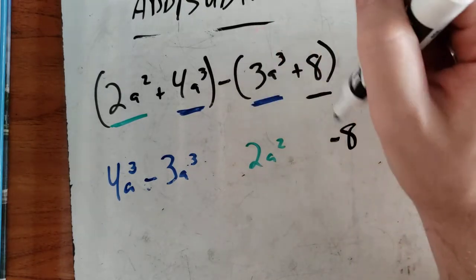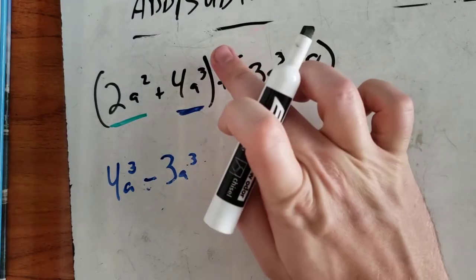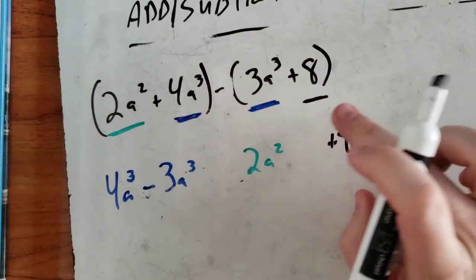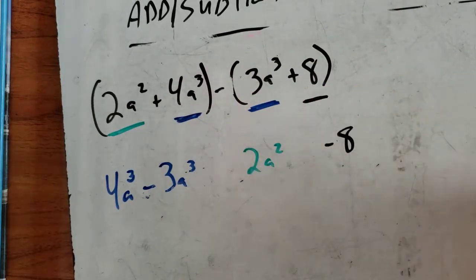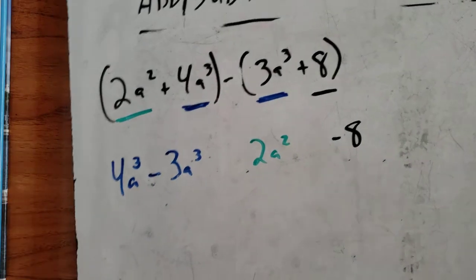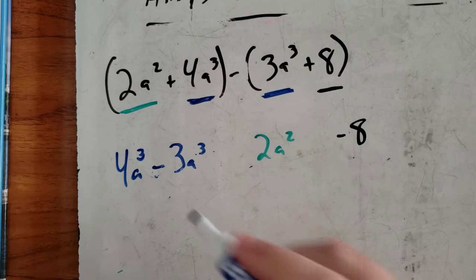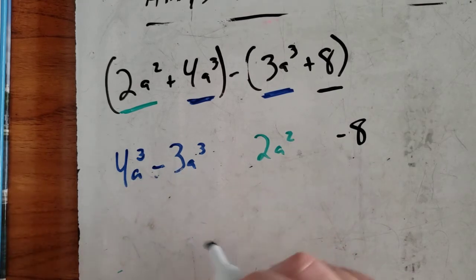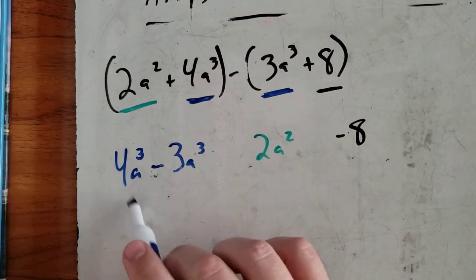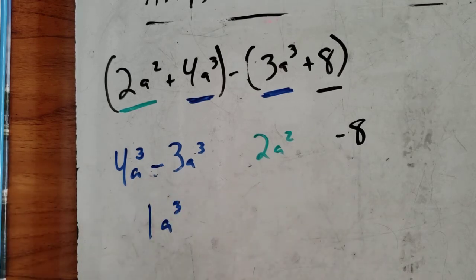This is a plus in the middle. So if we went plus, this becomes plus. But it's not. It's minus, so it stays as minus. Okay. Now do the math and put everything together. So the first thing we do, we have 4a to the third minus 3a to the third. Only, look at your big numbers. 4 minus 3 is 1. A to the third.